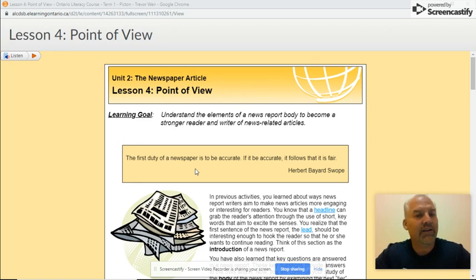I just want to be clear. You're not going to have to write the whole thing. You're not going to have to put it together in paragraphs. You're not going to have to make it flow, etc. You're simply going to plan an outline of a news report. So just wanted to go over a few things in your lesson here today.